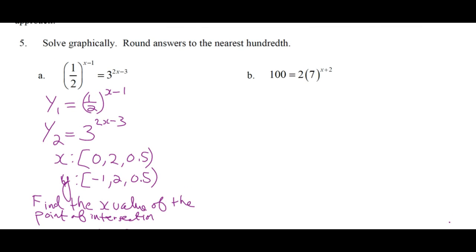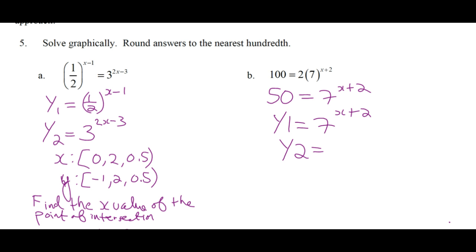Okay. First step. Do what first? Divide by 2. When we solve these logarithmically, you don't have to, but it makes it a lot more complicated if you don't. Right? But if you can, you divide by 2. So you say 50 is equal to 7 to the x plus 2. So y1 is 7 to the x plus 2, and y2 is equal to 50.